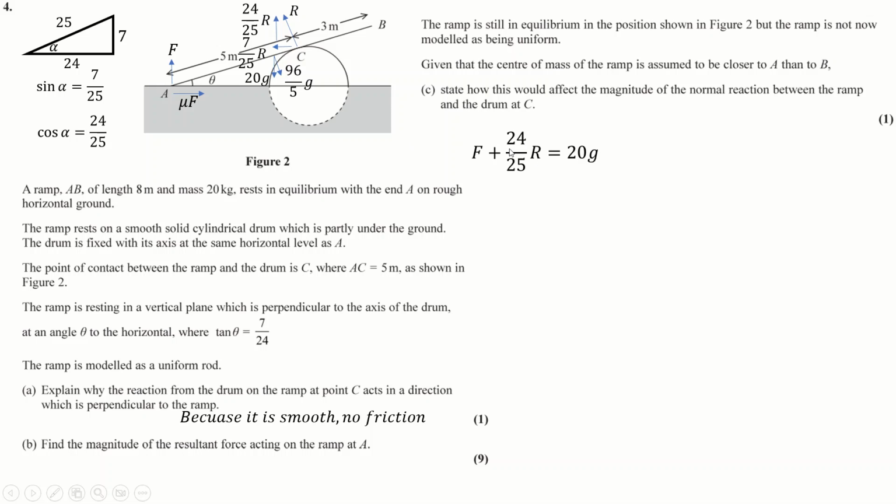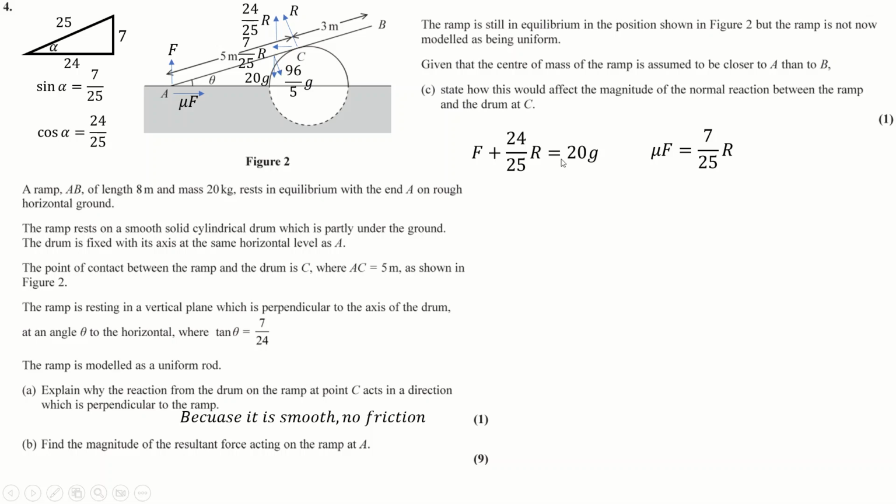I think this is the vertical thing. So F is this vertical, plus 24 over 25R is this vertical, equals 20G is this vertical there. So vertical plus vertical equals vertical there. So that's that statement. We can also do the same with horizontals. So mu F equals 7/25 R. I can see in here, 7/25 comes from the sine theta that we had before.